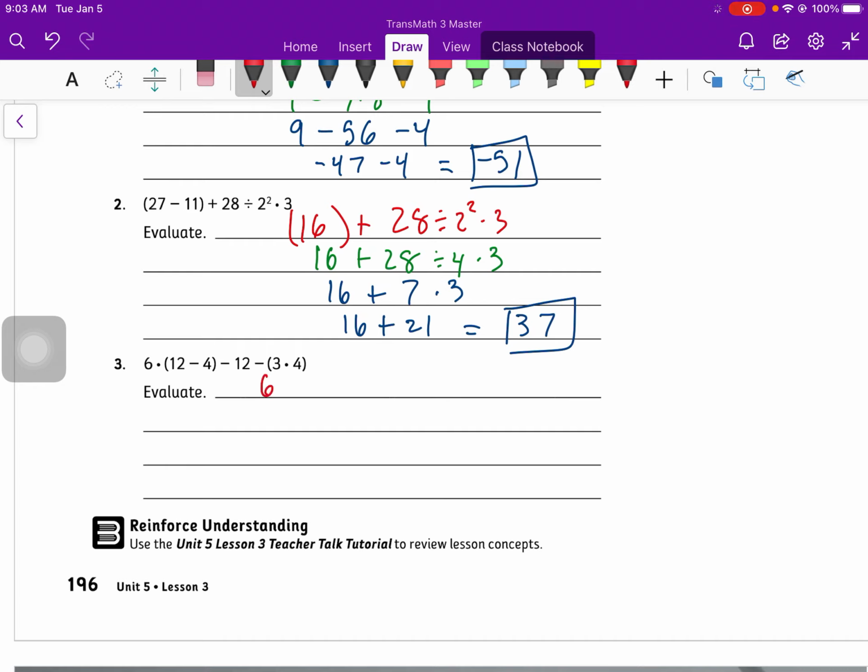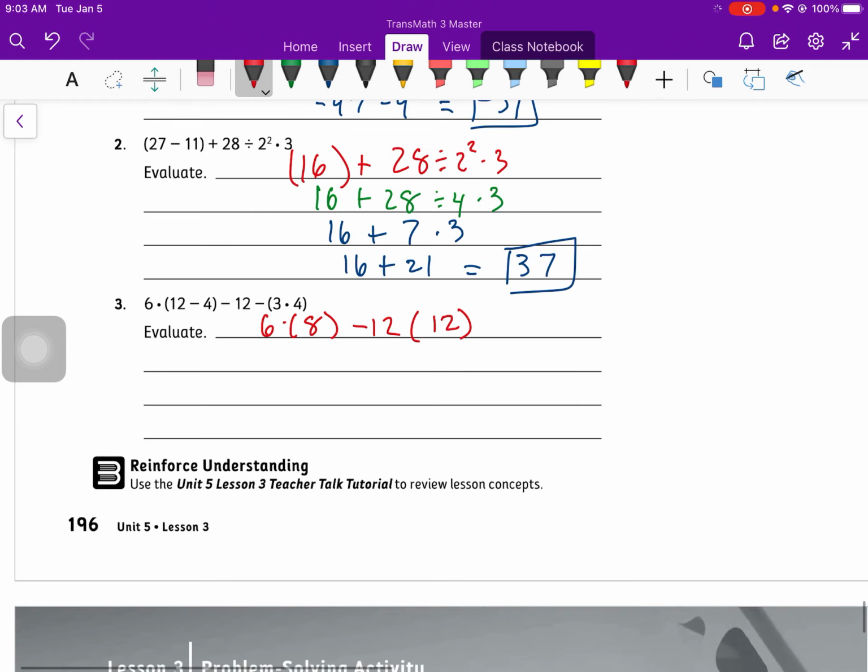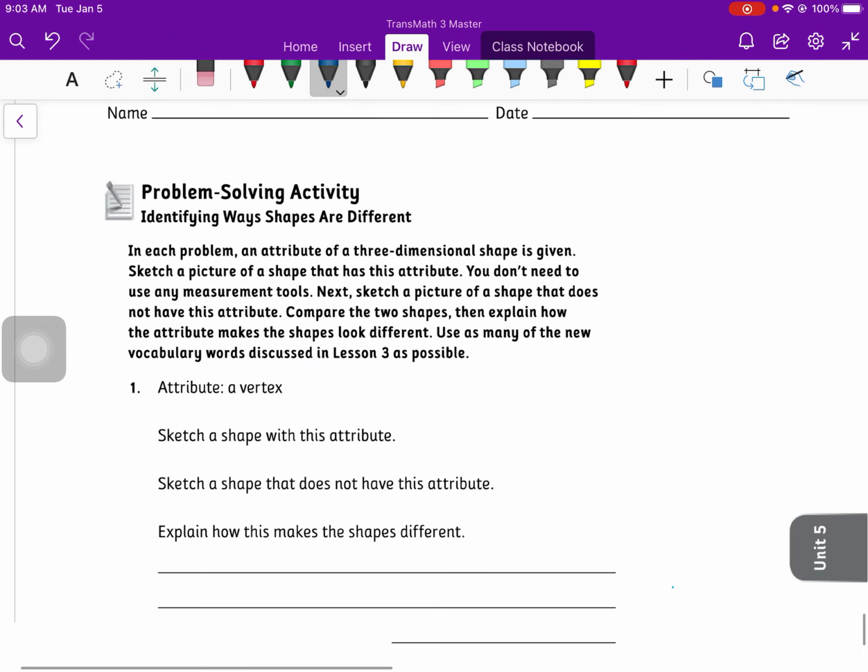And number 3, I have to do inside the parentheses first. There are 2 sets of parentheses. So I can actually just do both of them at the same time because they're not interacting with each other at all. Next I'm going to be doing, I almost forgot that negative sign. Next I'm going to be doing multiplication. So I got 48 minus 12 minus 12. That's going to be 36 minus 12, which is 24.